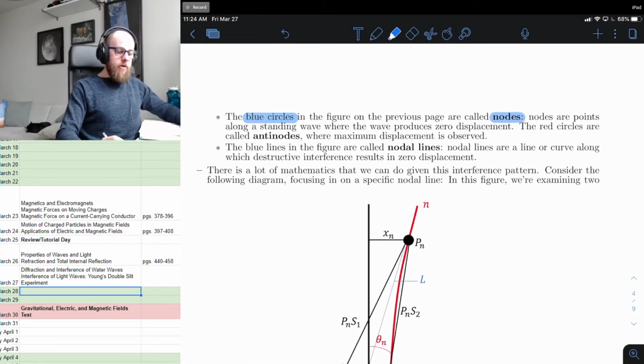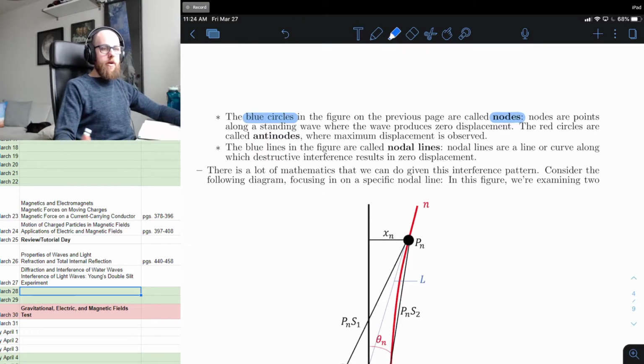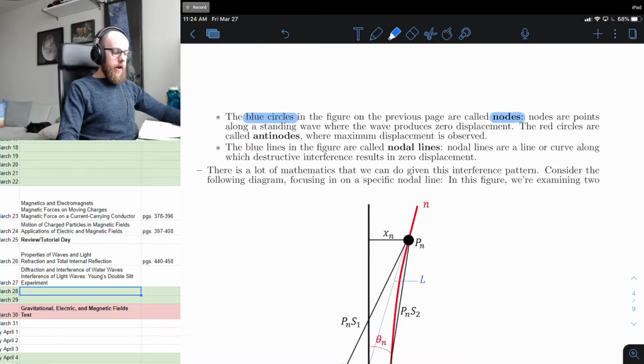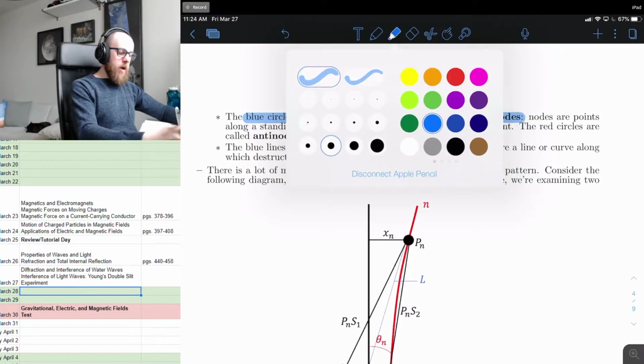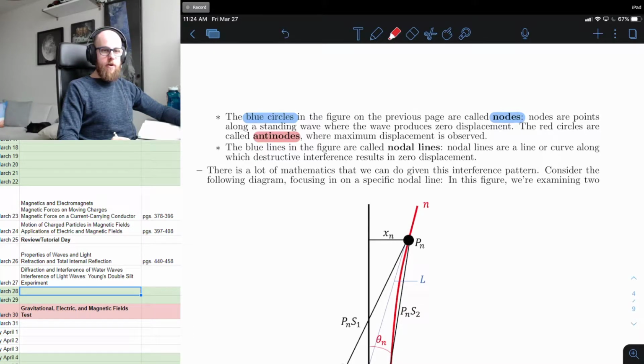Now, nodes are points along a standing wave pattern, which you should have learned all about in grade 11, where the waves essentially produce zero displacement. Okay, the red circles in the picture are referred to as antinodes. Now, antinodes is where the maximum displacement is observed.